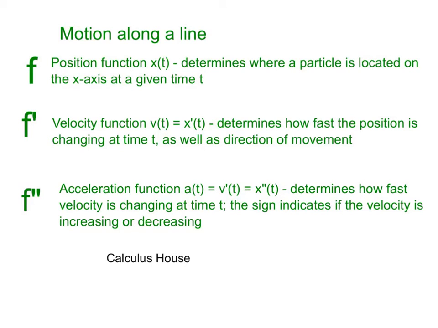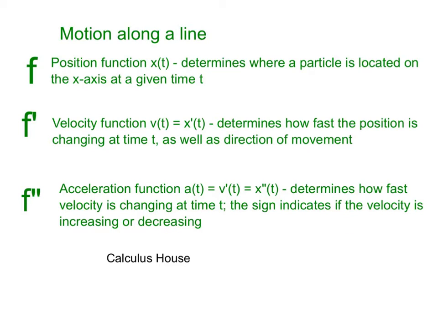Once again, it's at a given time. So remember we talked about the derivative at a point. The point in this case would be in time, at a particular time. If you take the derivative of the position function, you get the velocity function. This is f prime, and it's going to talk about determining how fast the position is changing at time t, as well as its direction, right or left. Then if you take the derivative of the velocity, you get acceleration. This is the second derivative of the position function. It determines how fast the velocity is changing. The sign indicates if the velocity is increasing or decreasing.